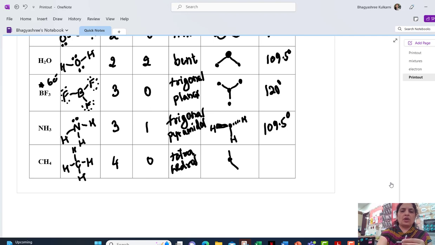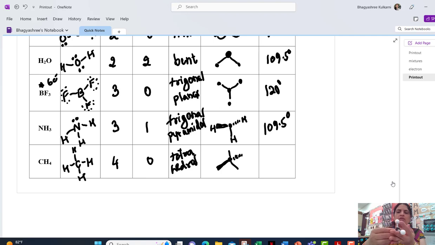I have 2 hydrogens in the plane. The 3rd hydrogen is coming out. We call that a wedge, and the last one is going in back. So let me get my hydrogen atoms. 1, 2, 3, 4. Okay, so this is the tetrahedral shape of the molecule.